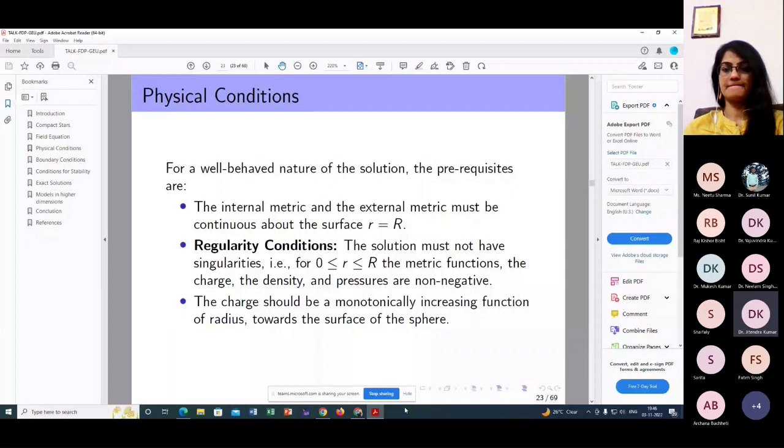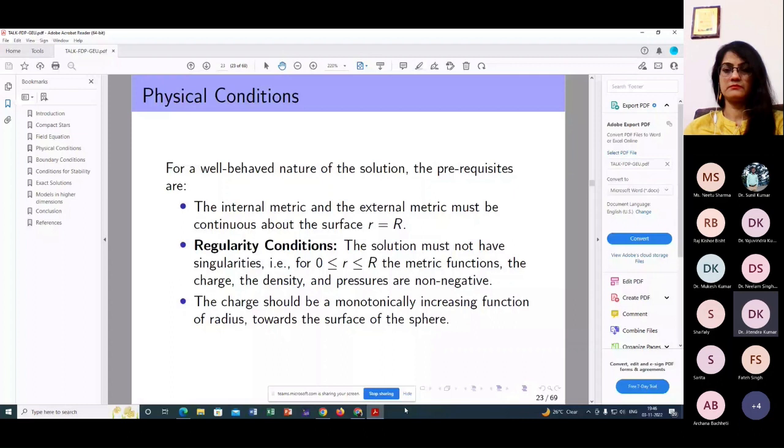Then the regularity condition: the solution must be free from singularities. It means the solution must not have a singularity. That is, for r between 0 and R, the metric functions and the charge, density and pressure must be non-negative. All these functions must have positive values and be well defined within the region r equal to 0 to capital R.